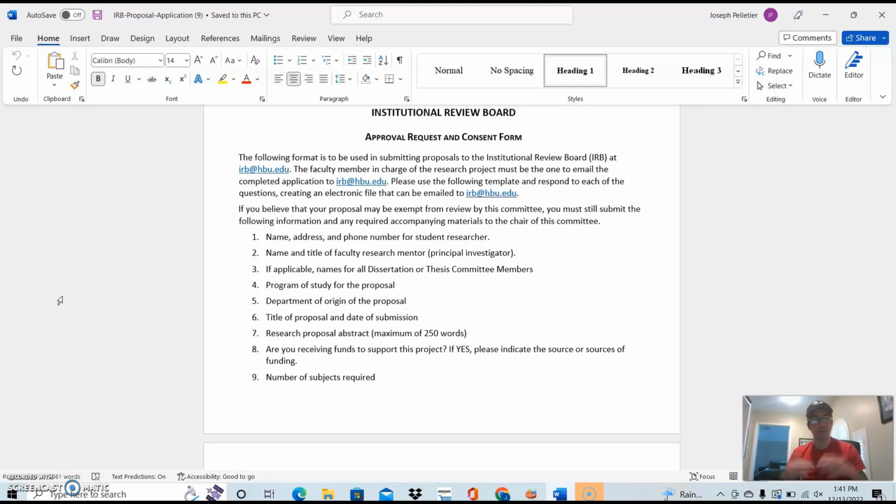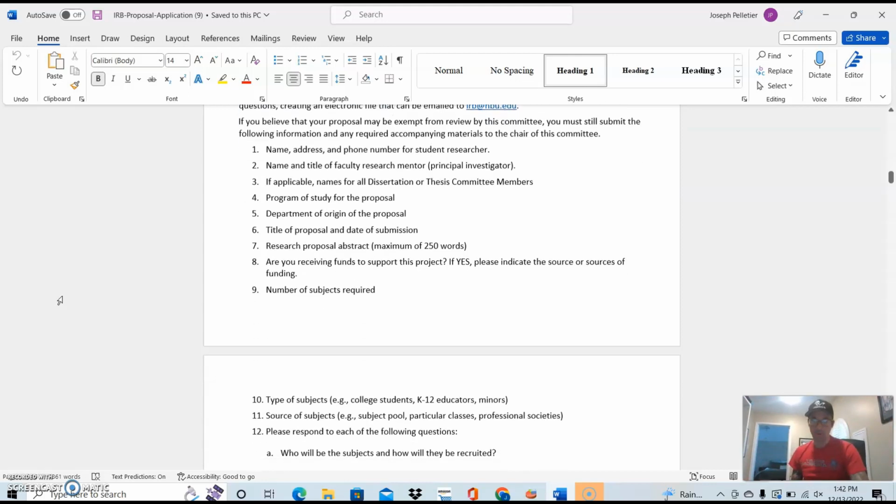Program for study for the proposal. In this case, you guys will be doing the MAP program. Department of origin, it's going to be psychology. Title of proposal and date of submission. Date, I don't have to explain. Title, do not just call this thesis, right? They need to know what the research is actually going to be called. So the impact of movies on attention span, or the impact of Red Bull on study quality, or I don't know, whatever. Give it its proper name.